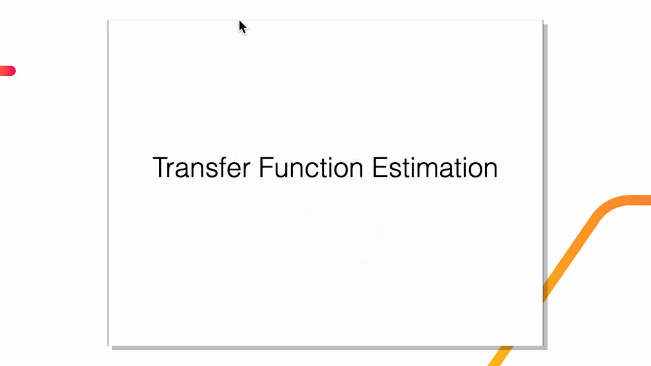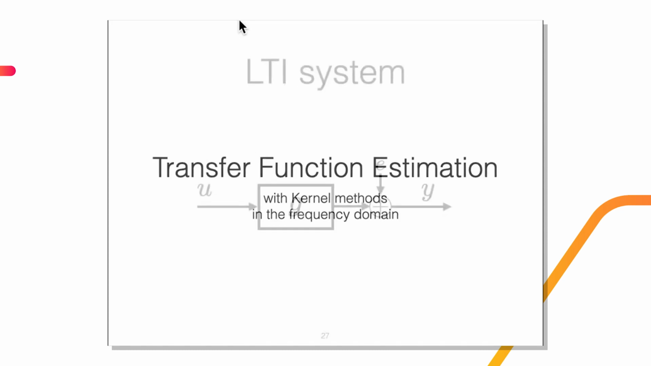So now I have given this overview, this short introduction about kernel-based regression. I would like to apply that to transfer function estimation. So I will do transfer function estimation by using kernel methods, and I will do that in the frequency domain. In the frequency domain, you see that we have a few advantages there, and just because I like it. So a short recap.